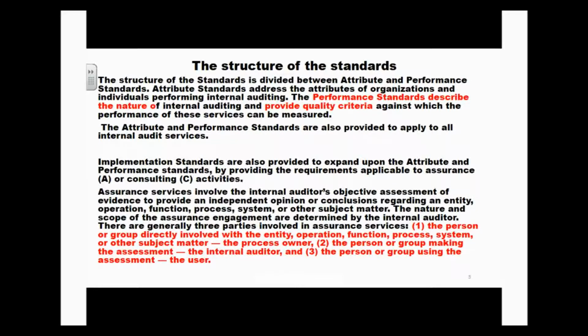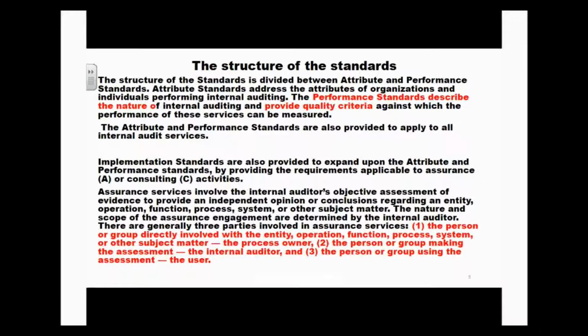The structure of the standards, now we're getting to business. The structure of standards is divided between attribute and performance standards. Attribute standards address the attributes of the organization and the individuals performing internal auditing. The performance standards describe the nature of internal auditing and provide quality criteria against which the performance of these services can be measured. Very important, those two things that you have to understand. Attribute, how. Performance, how well.